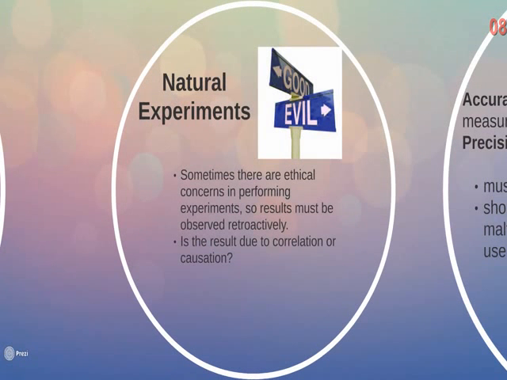Sometimes we can't actually perform experiments. Sometimes there may be some ethical concerns in performing them, so we have to observe the results retroactively. These are natural experiments. With these, it's more difficult to determine if the result is due to correlation or if it's due to causation. So correlation is going to be if we just see two pieces of data occurring together or two statistics changing together, it doesn't necessarily mean one has caused the other.